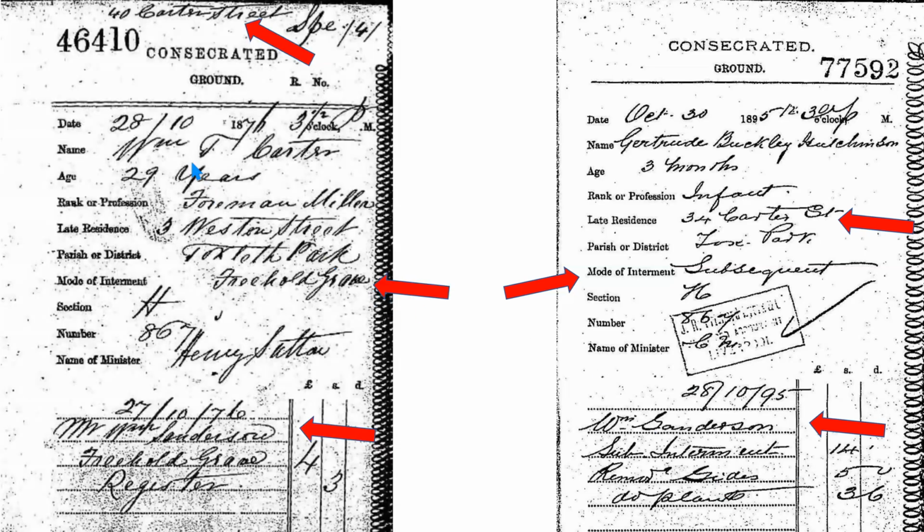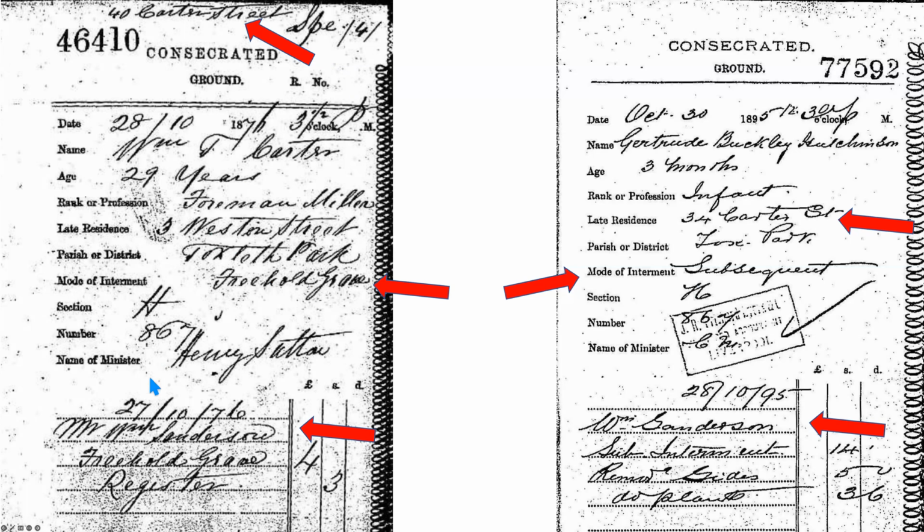And so he was buried almost 20 years earlier in 1876, and Gertrude was 1895. So here it is, a William T. Carter, who's 29 years old, a foreman miller. And then here's his address, Weston Street. Again, it says freehold grave. You can see this one is subsequent, freehold grave.